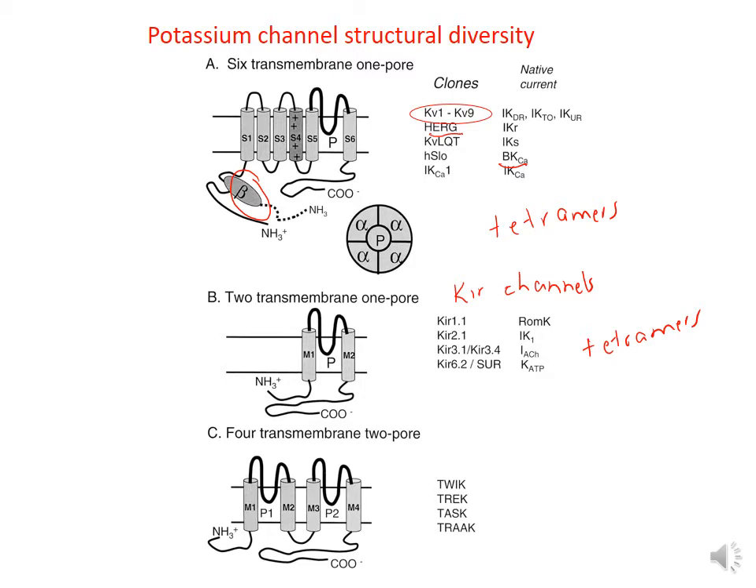Finally, the leak channels, or 4 transmembrane 2-pore channels, have different names such as TWIK, TREK, TASK, or TRAAK channels. What you can see from this figure is that one polypeptide contains 2 P-loops. That's why it's called a 2-pore domain channel. And they usually come together as dimers of these polypeptides to form one functional channel.